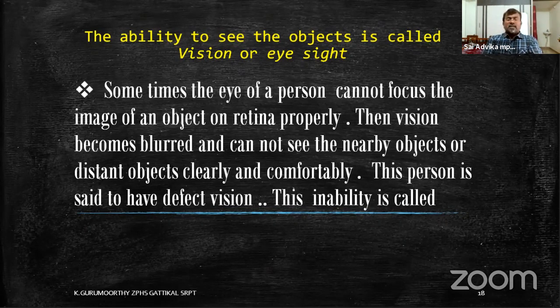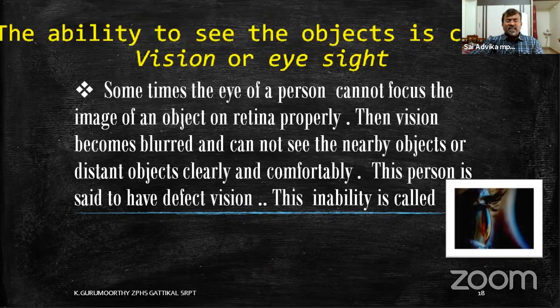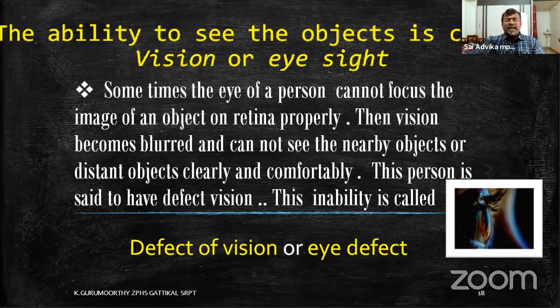Some of your friends, some of your fathers, maybe your grandfather, may find it difficult to see the objects clearly, distinctly, which are at near places, sometimes which are at distant places. What happens? With their naked eye, the vision for them becomes blurred. They cannot see the objects clearly. This inability of the eye is called defect of vision. What is that? Defect of vision. Yes, it is also called eye defect.